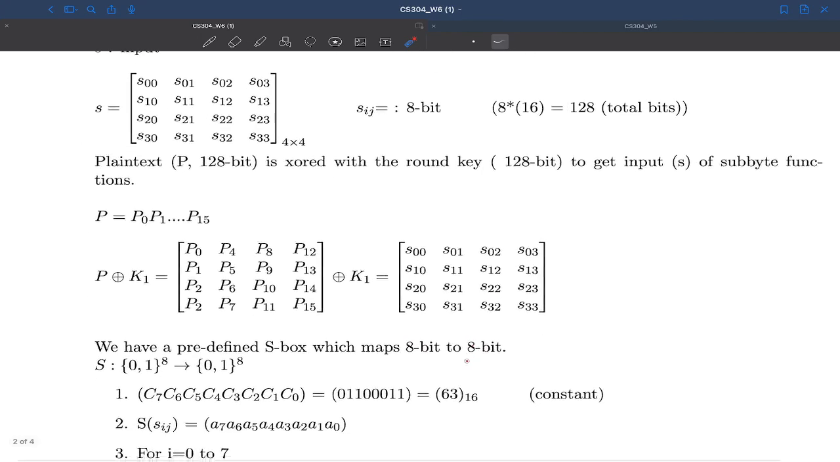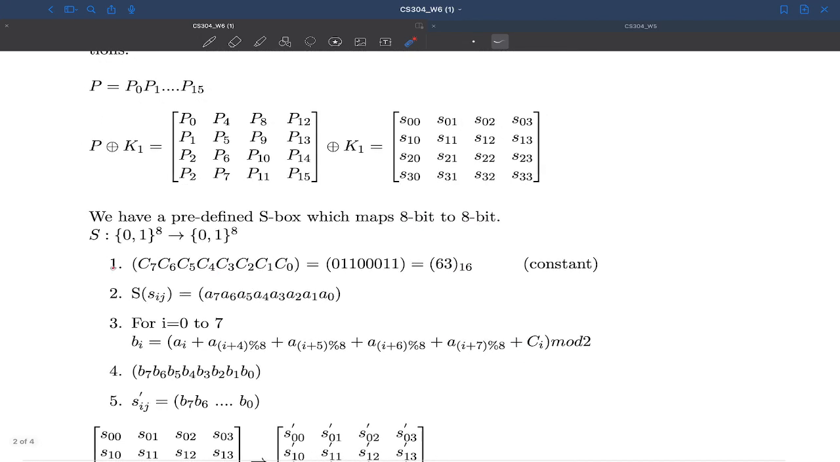Okay. So these are the 5 steps which are followed in the sub-byte function. First of all, we have a constant which is fixed. That's why it is called a constant, right? So we have an 8-bit constant 0 1 1 0 0 0 1 1. In hexadecimal we can write it as 63. So this is the constant which we use in the sub-byte function. How we are using it, you will get to know.